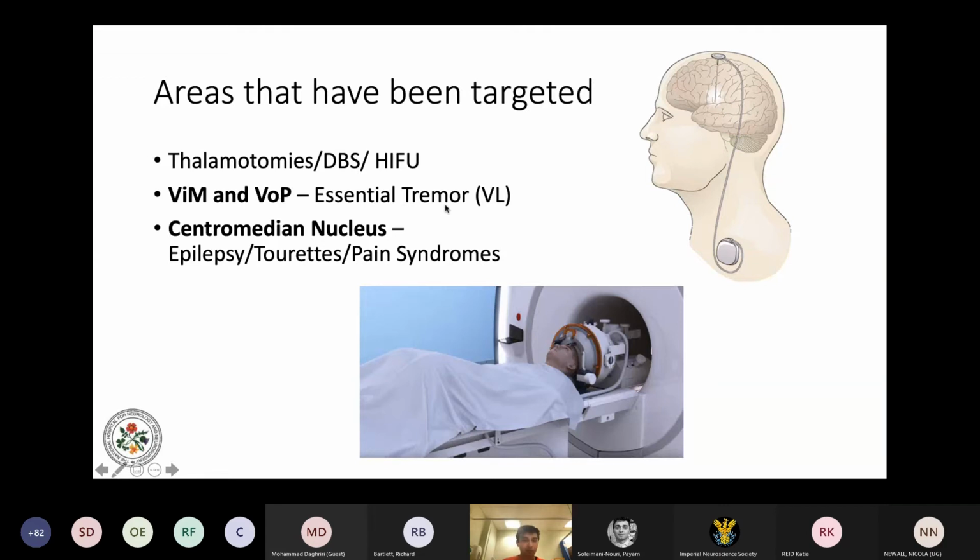One that's being explored right now is the central median nucleus. As we talked about, it has an important role in the emotional coloring of pain. So of course it would have relevance for treating pain syndromes, but it's also being investigated for treating Tourette's and epilepsy using similar modalities as above.